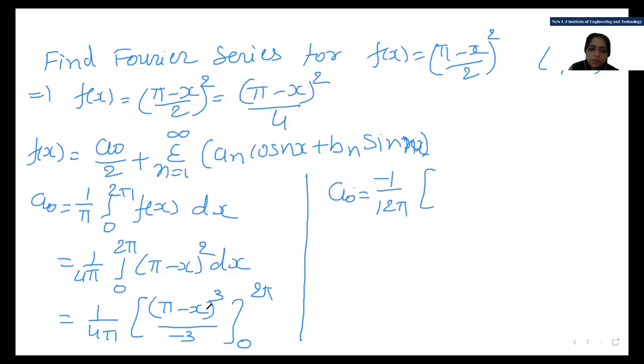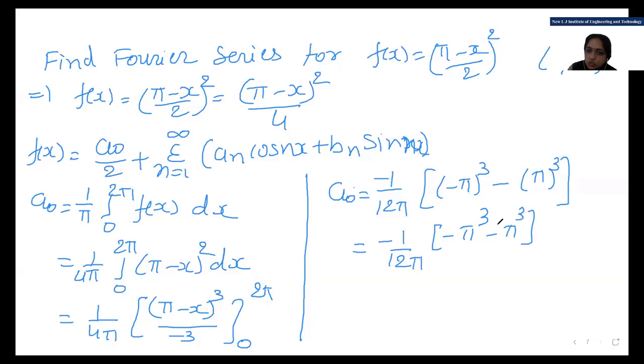Now if I put my upper limit, that is pi minus 2 pi, students, be careful here. Pi minus 2 pi means minus pi cube, minus the lower limit pi minus 0, that is just pi cube, right? So minus 1 upon 12 pi times minus pi cube minus pi cube, that is minus 2 pi cube. So minus minus plus, 2 pi cube upon 12 pi. After simplification, my answer will be pi square by 6. So this is my first value, a0 equal to pi square by 6.